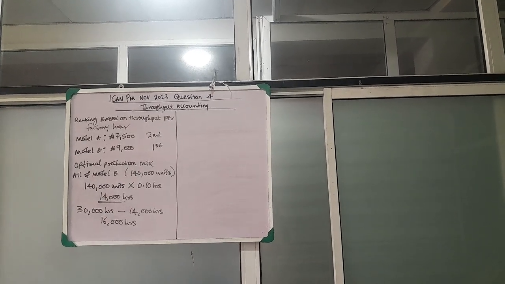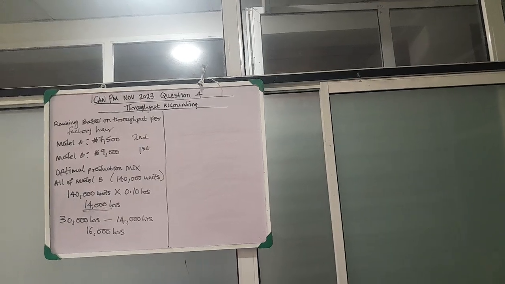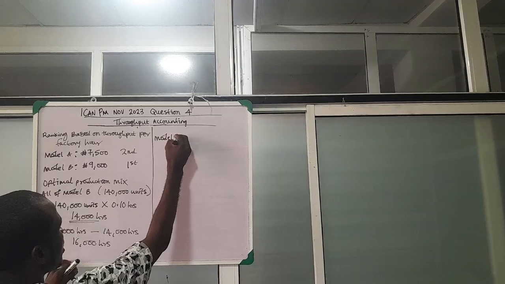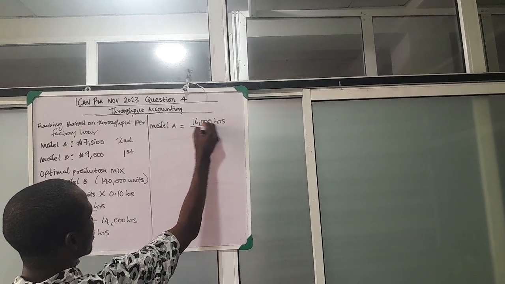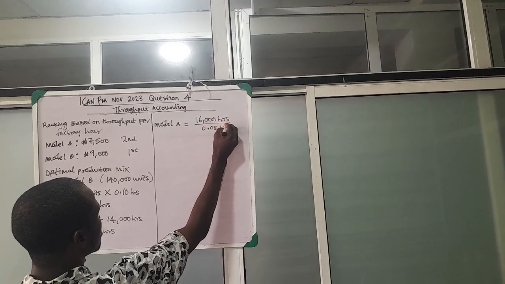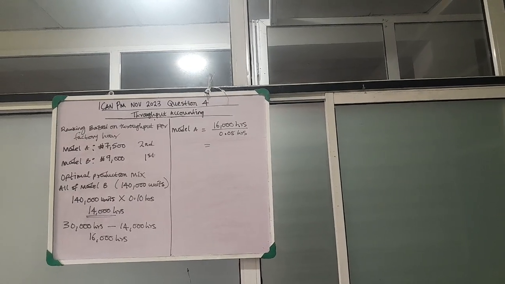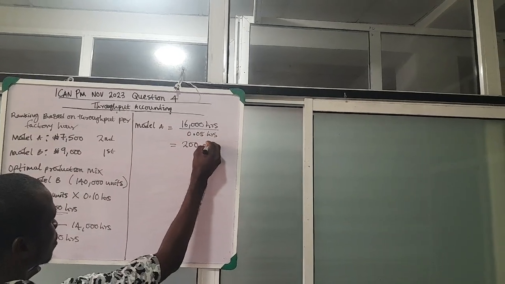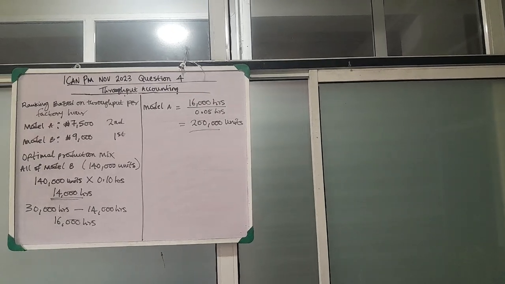Now how many units will these 16,000 hours give to us? The same way we did in the other computation, we will divide the 16,000 hours by the hours it takes us to produce 1 unit. So for model A, the units will be 16,000 hours over 0.08 hours. That should give us 200,000 units.